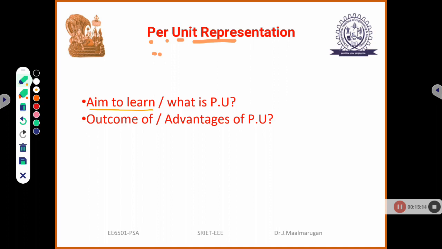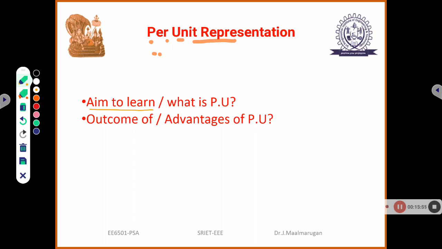What is per unit representation? Because of the mathematical representation, we calculate and simulate the single line diagram using the per unit representation, the ratio of actual value to the base value. The actual value is the value specified in the single line diagram. The base value you can choose: one of the generator ratings, or the question also specifies the base value. You can choose that base value to find the new per unit reactance value. That is called per unit representation.